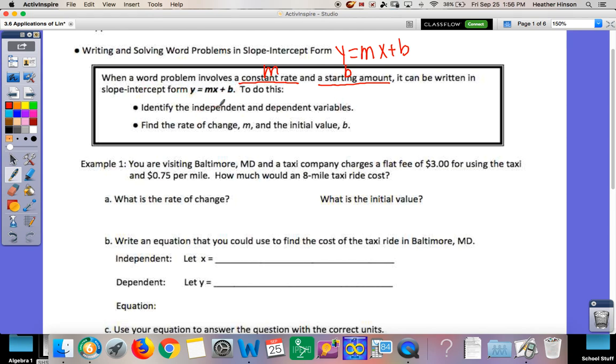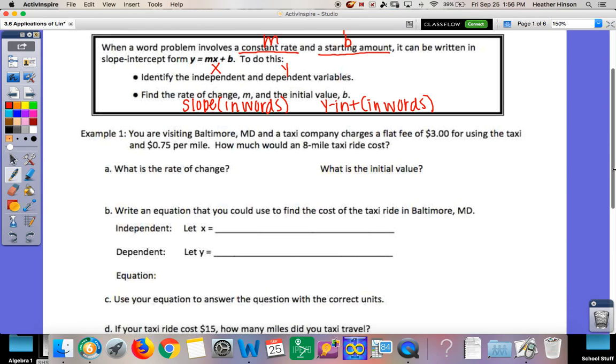So to do this, we're going to identify the independent and dependent. Your independent variable is x. Your dependent variable is y. Then we're going to find the rate of change, which is just your slope, and that's going to be your slope in words. So we have to make sure we write it in words. Then we're going to find the initial value, which is b, and that's going to be your y-intercept, but again, it's going to be in words. And then we'll just plug them into the equation and solve.